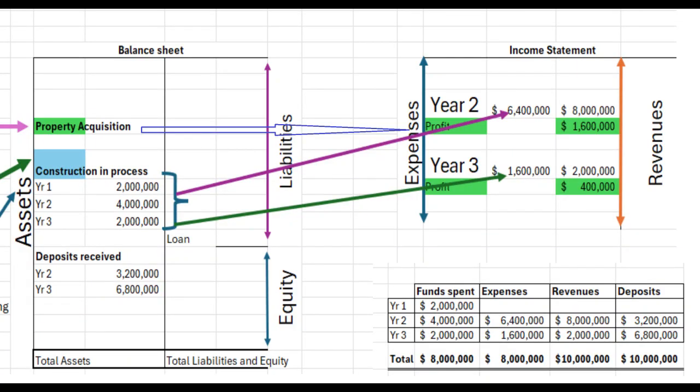You will start booking expenses in year 2, go by square footage of the building. Cost per square foot, and revenue per square foot, to match revenues with expenses. In year 2 you recognize 8 million revenue and match with 6.4 million expense, which you bring from construction in process and land acquisition. In year 3 you match 2 million revenue with 1.6 million expenses.